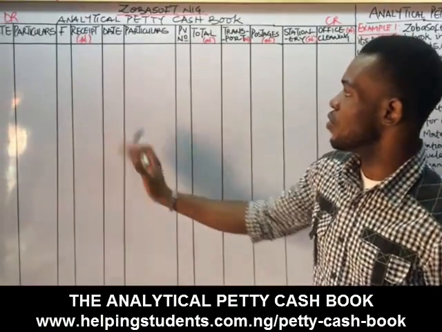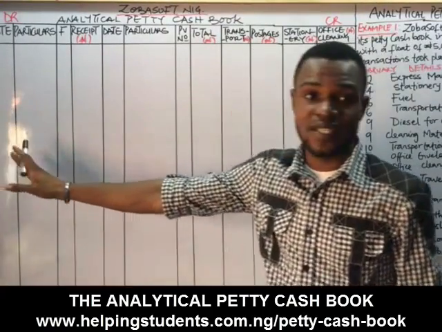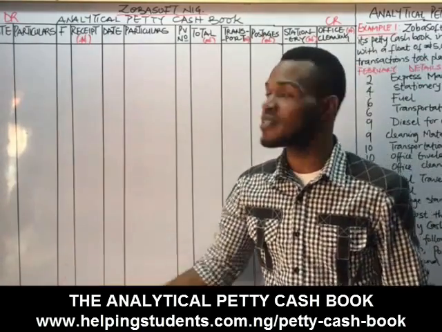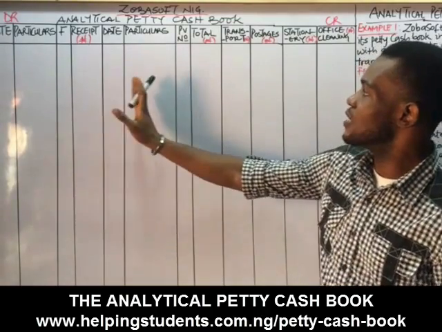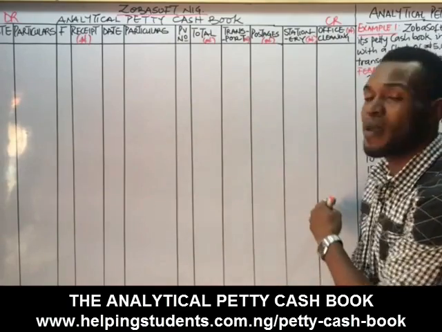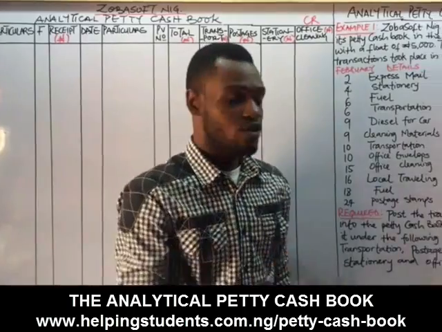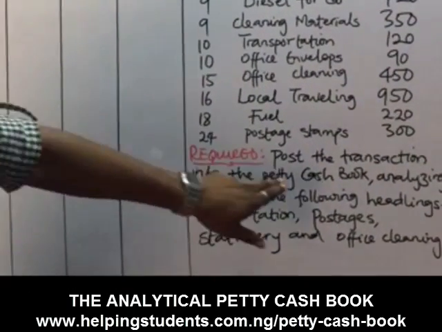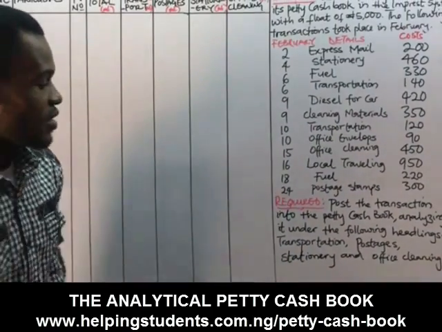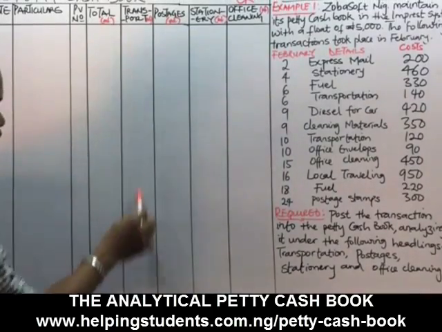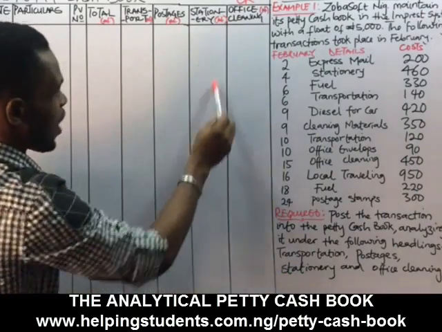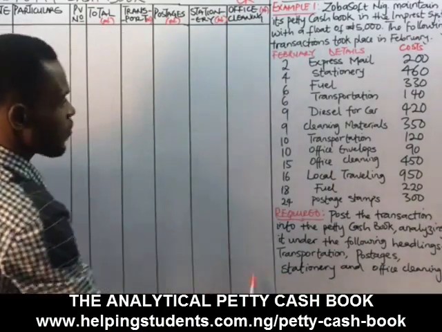Now, when we go back to this table as we have on the board, we have on our debit side date, particulars, folio, and receipts. That is where the debit side ends. Now, on the credit side, we have the date, particulars, the PV number, and the total. What determines the remaining columns will be based on the question. Let's go back to this question we have here. It says, analyzing it under the following headlines. Transportation. Now you can see transportation here. That is why we have a column for transportation. Postages, you can see postages. Stationery, we have stationery. And office cleaning, this is for office cleaning.